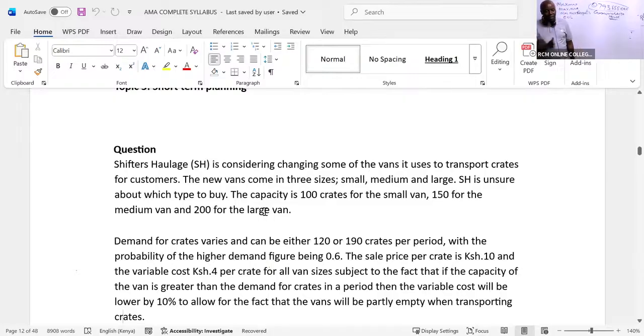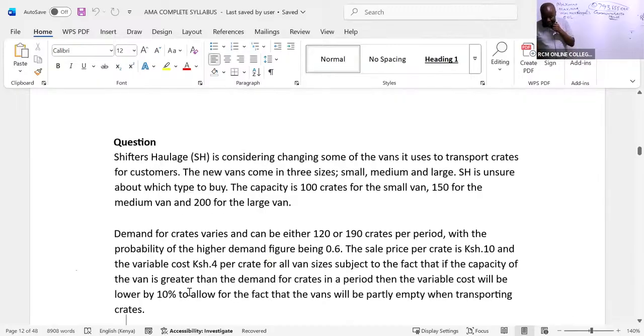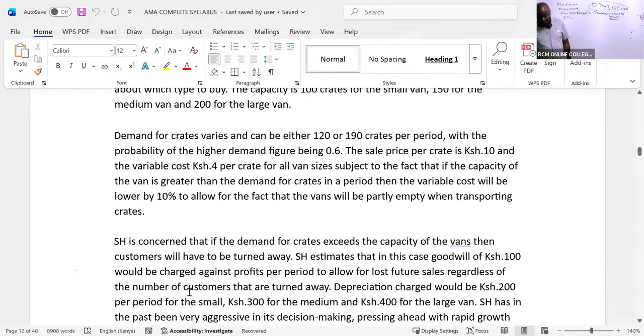So by the time a student is reading up to there, already the English has started to get in. They wonder whether this is AMA or a tongue twister. Demand for crates varies and can either be 120 or 190 crates per period, with probability of the higher demand figure being 0.6. The sale price per crate is Kenya shillings 10. And the variable cost is Kenya shillings 4 per crate for all van sizes, subject to the fact that if the capacity of the van is greater than the demand for crates in a period, then the variable cost will be lower by 10% to allow for the fact that the vans will be partly empty when transporting crates.